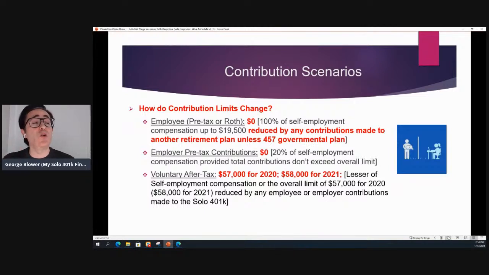So because they've already maximized their employee contribution by maximizing the contributions to their day job plan, they cannot make any more employee contributions to the solo 401k. They decline to make employer contributions because, again, their goal is to maximize the Roth and/or voluntary after-tax. So here they just make a full $57,000 for 2020 or $58,000 for 2021 contribution to the voluntary after-tax sub-account. And then they can move it from the after-tax account to the Roth account. So at the end of the day, they've got $57,000 or $58,000 for 2021 in their Roth solo 401k sub-account.